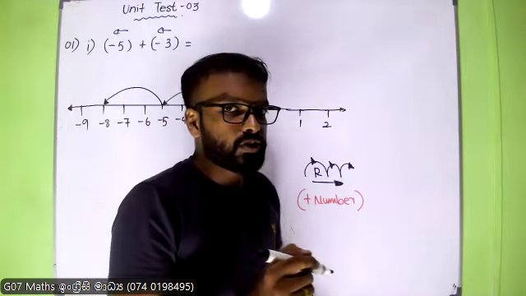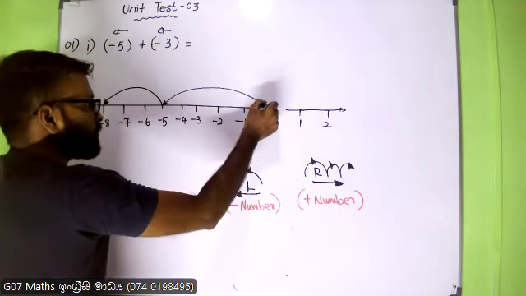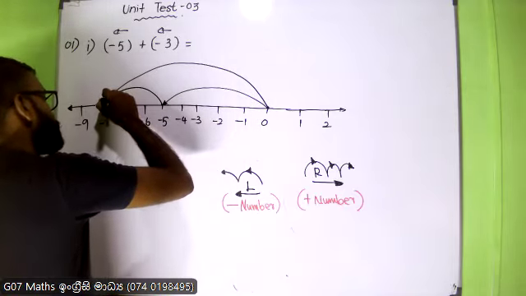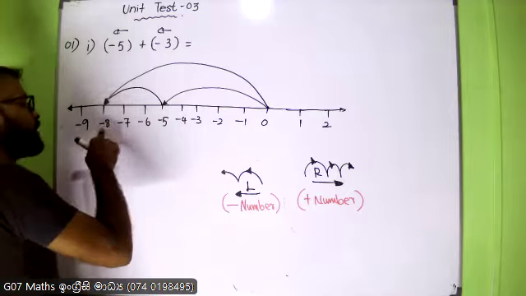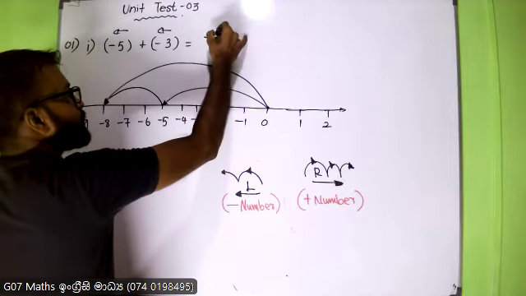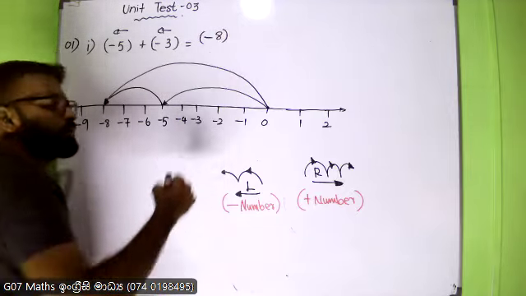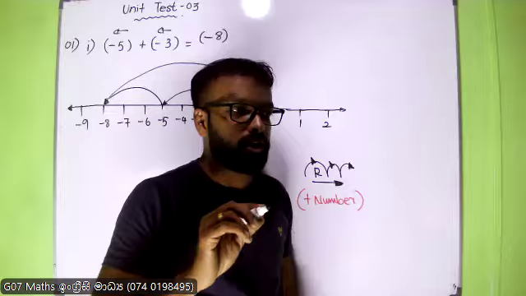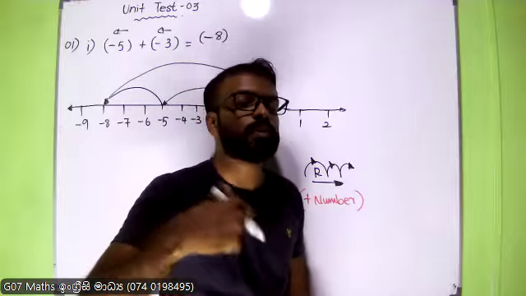So my final answer should be this. My final answer should be -8. That is how we are going to obtain it. It would be better if you can do this with me again.